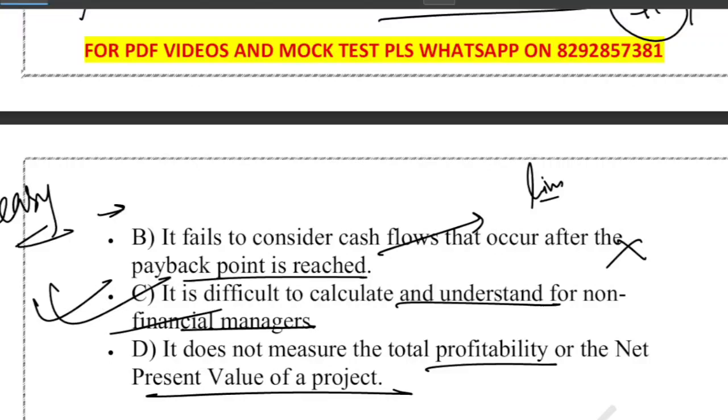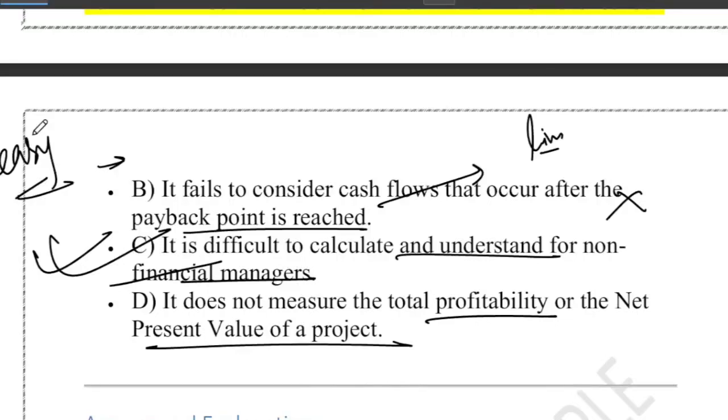What about option D? That profitability or NPV is not measured. Yes, correct. Payback only tells you when you will get your money back, but it does not tell you anything about how much money you make from the project, whether wealth will be created, whether wealth will be destroyed, how much will be the long-term return, nothing. That's why payback period is not a profitability measure. This is one of the major limitations of the payback period. So yes, it is a limitation. This is a limitation, not the correct answer. So payback period tells you nothing about the profitability.